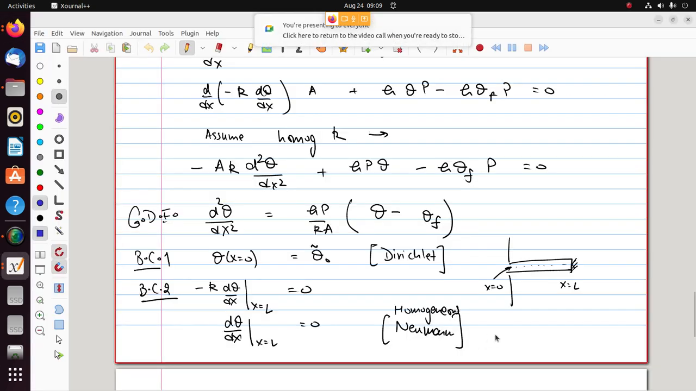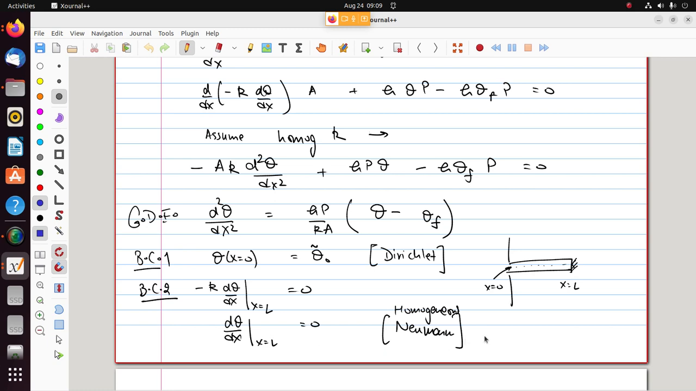Right, and then we have two boundary conditions, one on the left hand side and one on the right hand side. This is simple because it's one dimensional, so we have only left and right boundaries. On the left boundary, we have temperature specified, so that's called a Dirichlet boundary condition, as we've discussed. And the right boundary is an insulated fin.